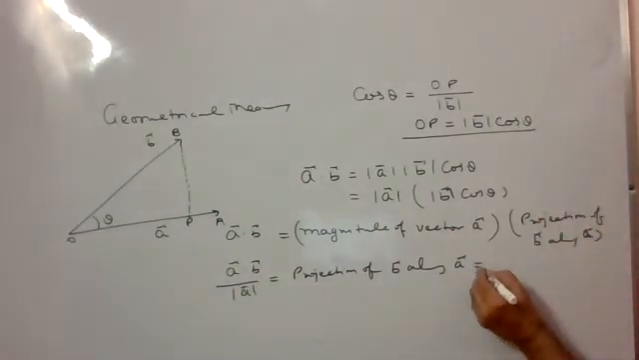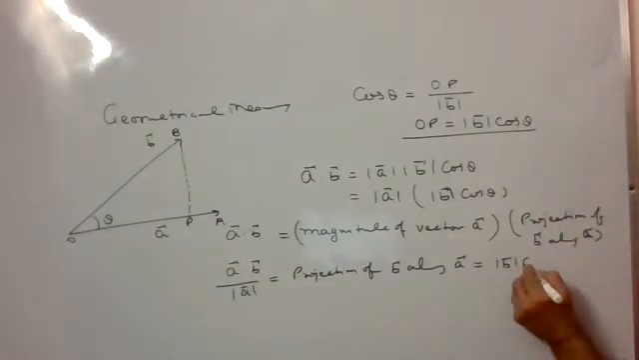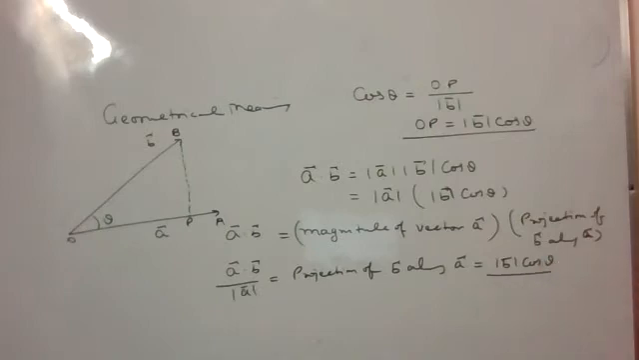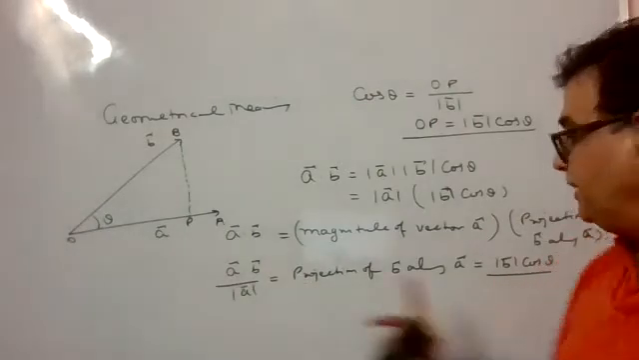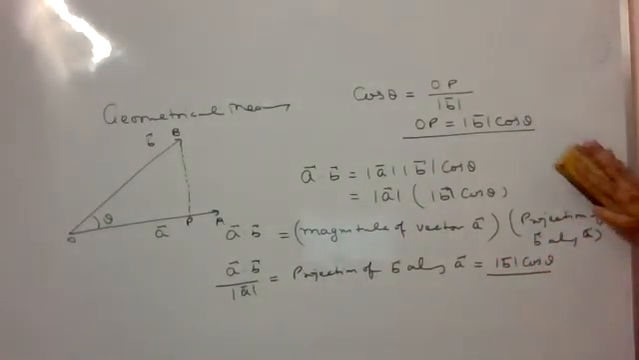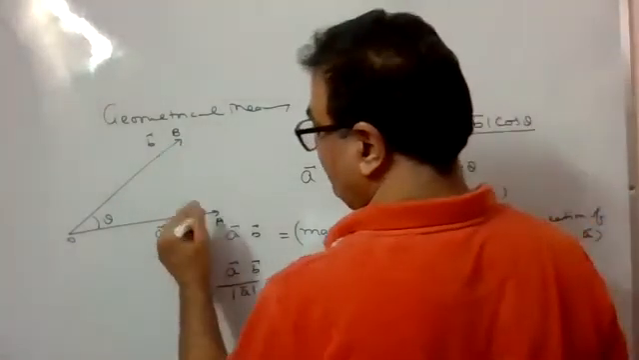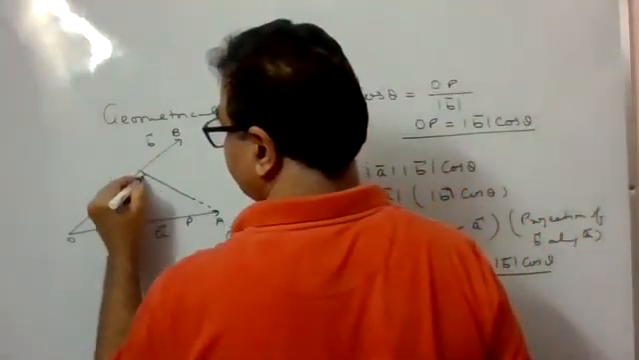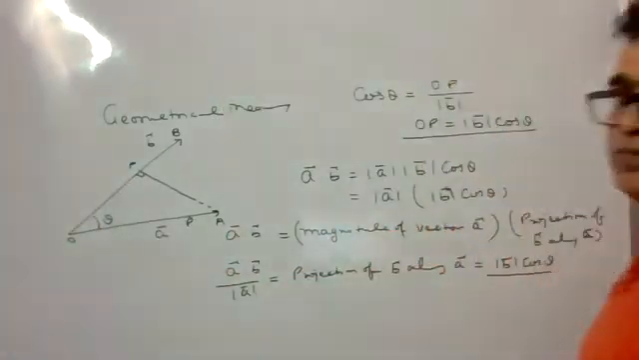And what is the projection of B along A? This is B cos theta. So we should remember this formula: B cos theta is A dot B by magnitude of A. Second part now. If I draw a perpendicular from here, then this is point P.